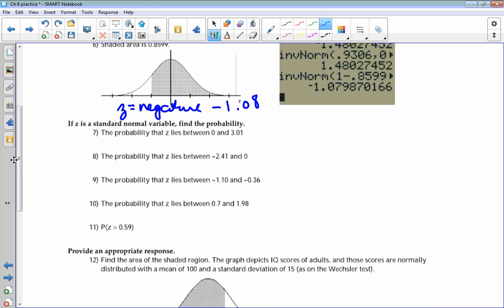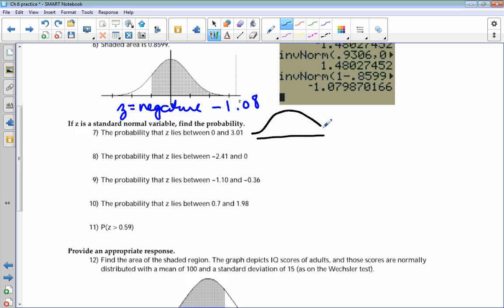So here we go, and we're probably going to have to get some more space. Let's see how we do. The probability, using the standard normal variable, find the probability that z lies between 0 and 3.01. So my suggestion is every time you have a problem, you just sketch it out. Take the time to sketch it out. That way you will not be confused.